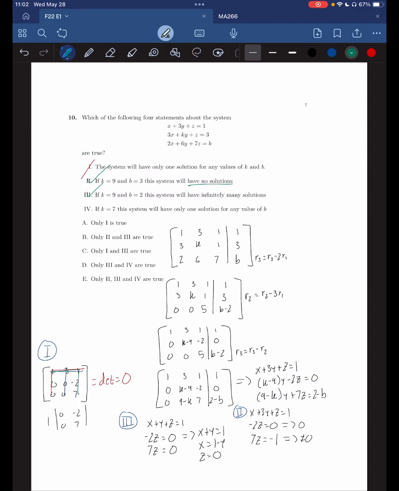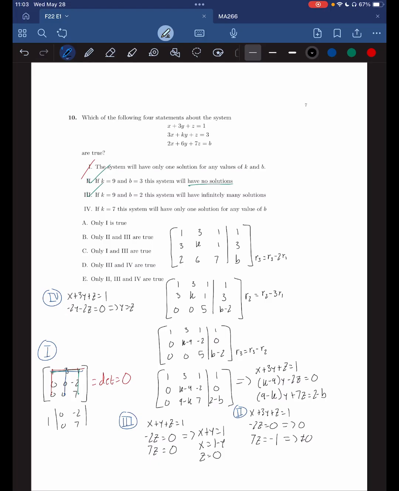Now let's look at 4. If k is equal to 7, this system will have only one solution for any value of b. So this is our final statement here. K is equal to 7. x plus 3y plus z equals 1. We get minus 2y minus 2z equal to 0, which is the same thing as saying y is equal to minus z.